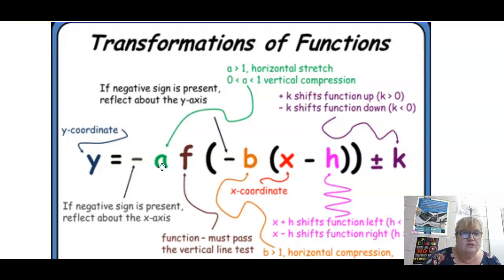Did I say horizontal? Why does it say horizontal up there? Yeah, that's not good. This is a vertical stretch or compression. If it's greater than 1, it's a vertical stretch. Let me see if I can fix that with my little tablet here. And if it's less than 1, it's a vertical compression. So that's just a mistake right there.